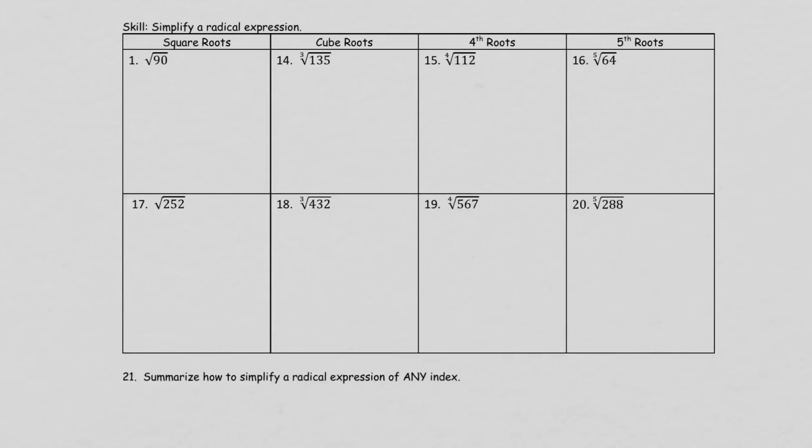And so the only thing left on this is the skill for simplifying radical expressions. So we are going to do number 1 and number 14 because they're numbered crazy. We're going to do number 1 and number 14. And how we're going to do that is we're going to think about what we need to simplify this.